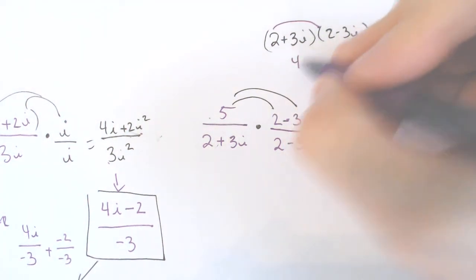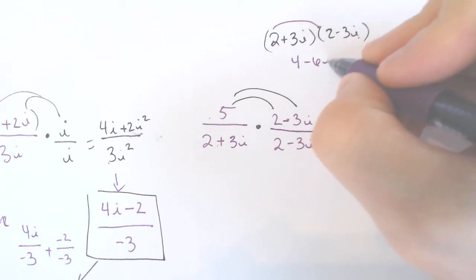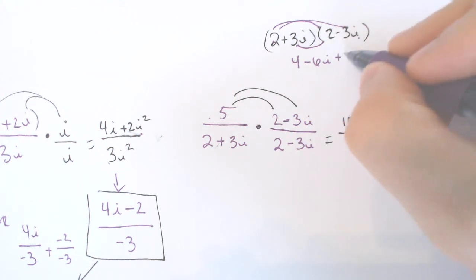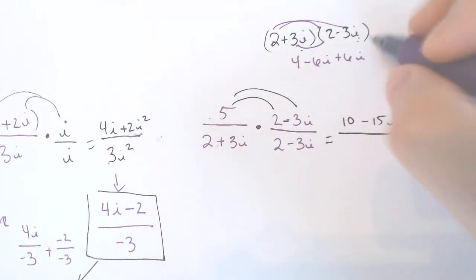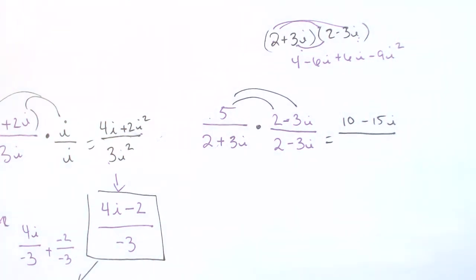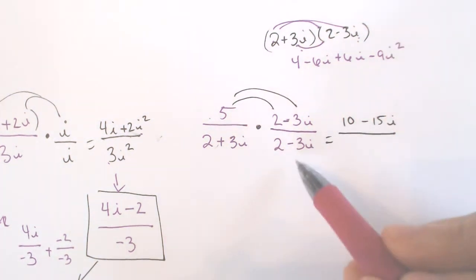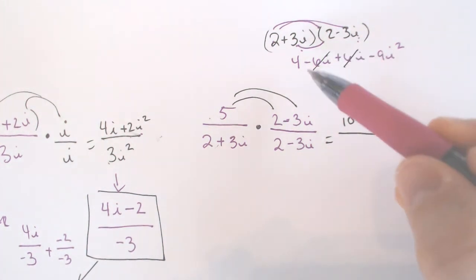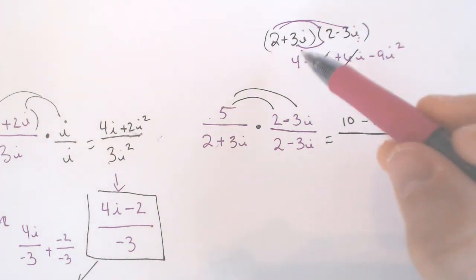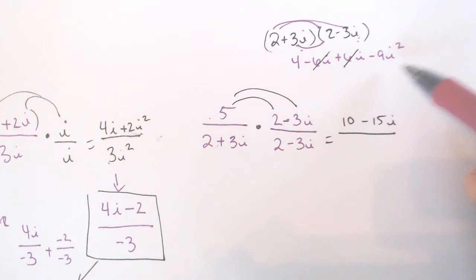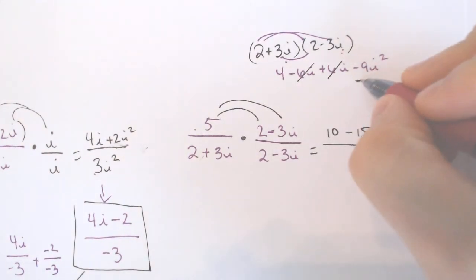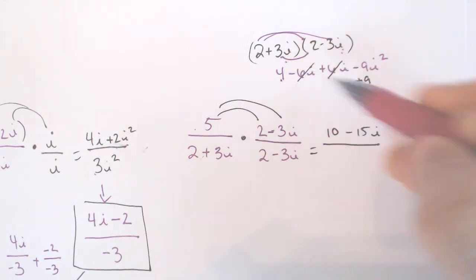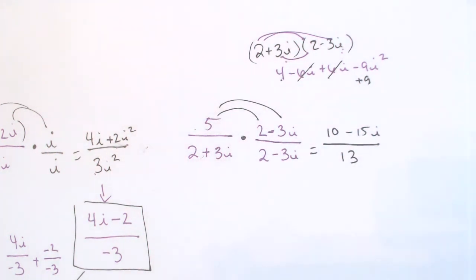2 times 2 is 4. 2 times 3i is negative 6i because it's a negative 3. 3i times 2 makes the positive 6i. 3i times negative 3i is negative 9i squared. And here's something cool. Because we multiplied by this conjugate, changing the sign in the middle, the middle terms will cancel out if you've done it correctly. 6i and negative 6i go away. 4 and negative 9i squared, well, negative 9i squared is going to turn into a positive 9 because that's negative 9 times negative 1. And if we combine 4 and positive 9, you get 13.